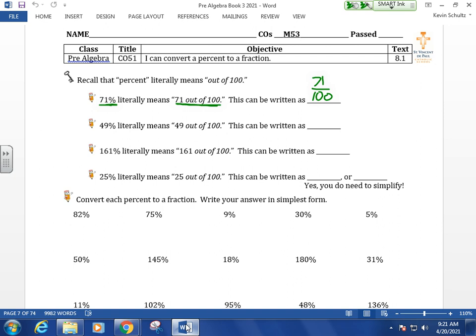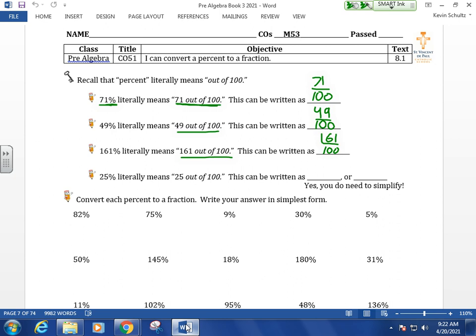49% literally means 49 out of 100. In fraction form, how do we write the phrase 49 out of 100? 49 over 100. We have just converted 49% to a fraction. 161% literally means 161 out of 100. In fraction form, how do we write that phrase? Exactly, 161 over 100. You have just converted 161% to a fraction.